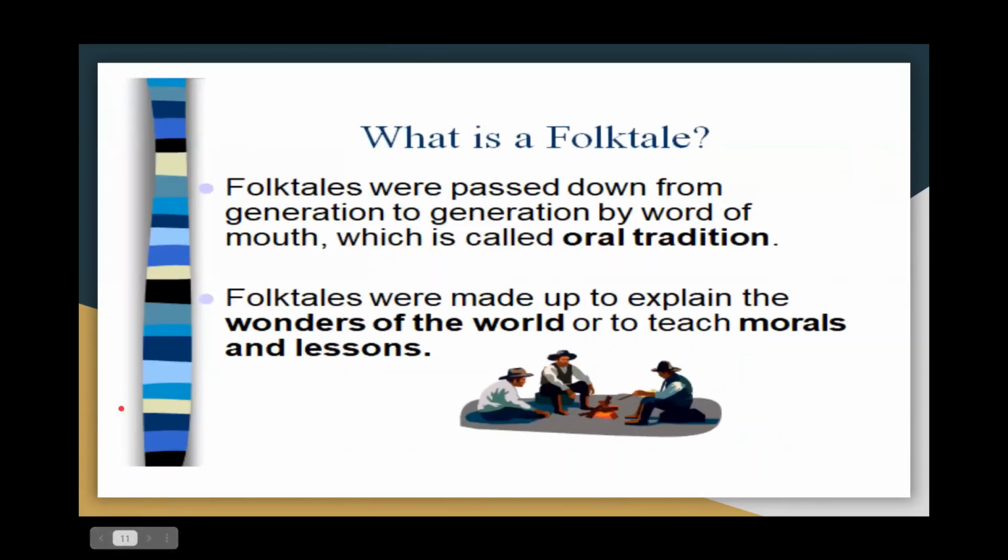So boys and girls, let's go over some of the elements of a folk tale. What is a folk tale? Folk tales were passed down from generation to generation by word of mouth, which is called oral tradition. Can you say that with me? Oral tradition. Folk tales were made up to explain the wonders of the world or to teach morals and lessons.